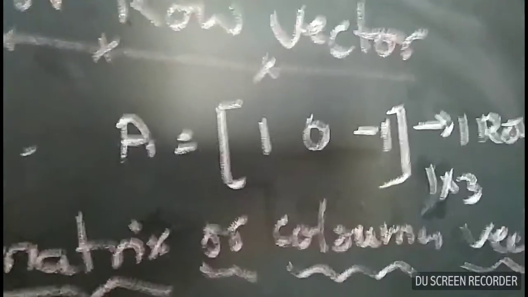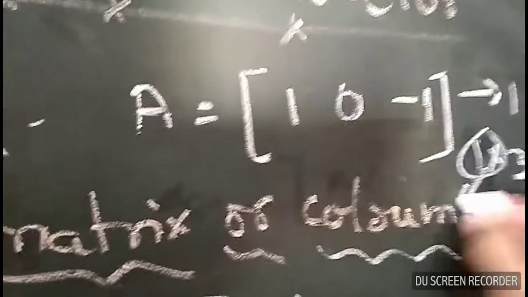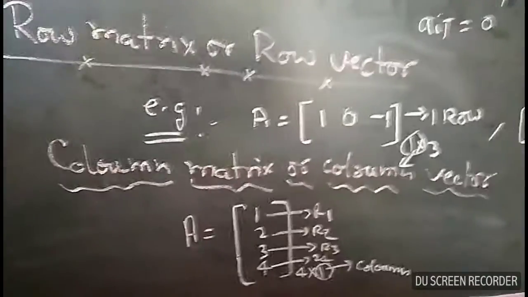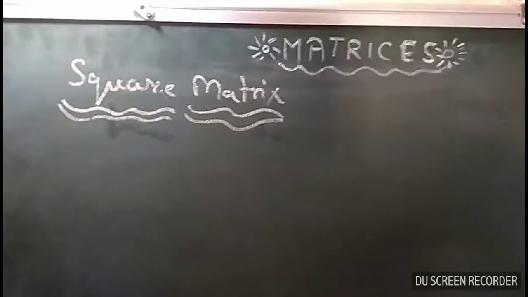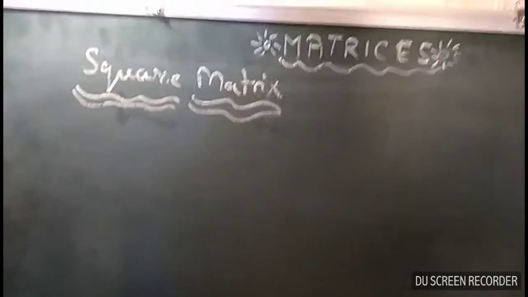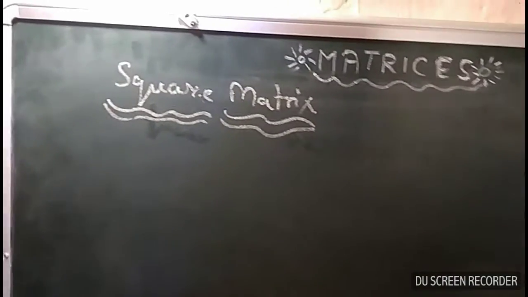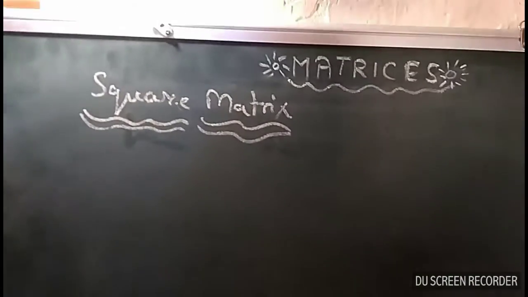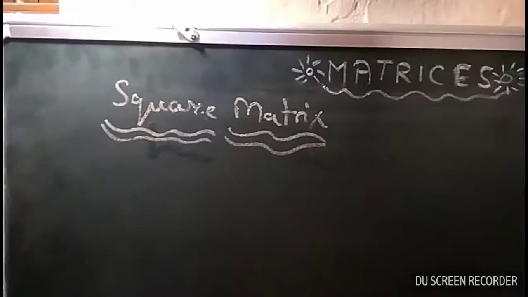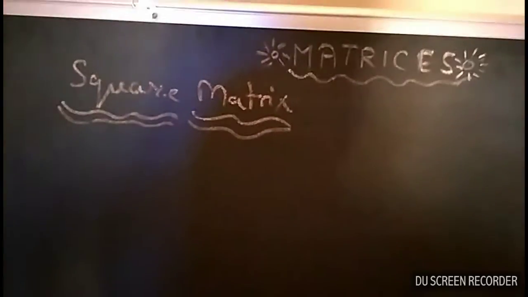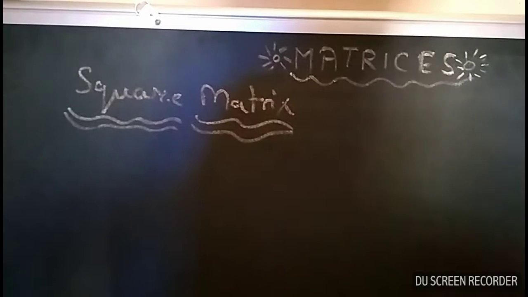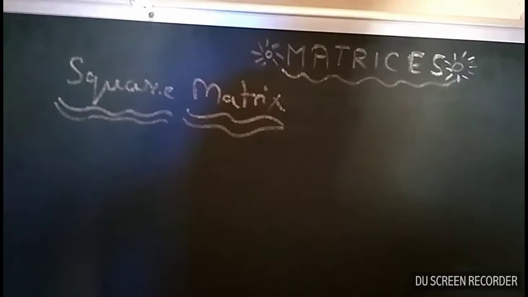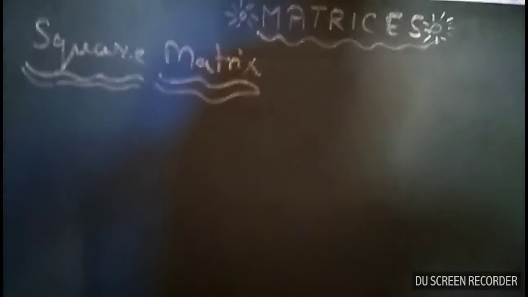Such as in a row matrix, the number of rows is 1. Then it is a distinction between row matrices and column matrices. Now let us see another type of matrix, that is the square matrix. It is clear from the name of square matrix, a matrix in which the number of rows and number of columns are the same is known as a square matrix.